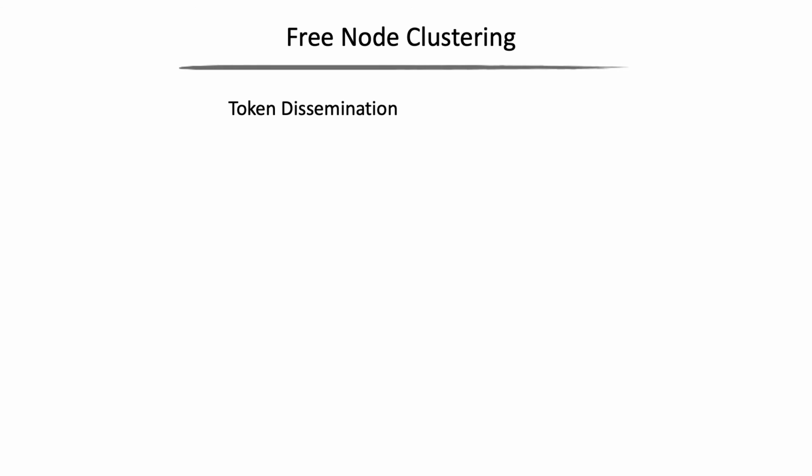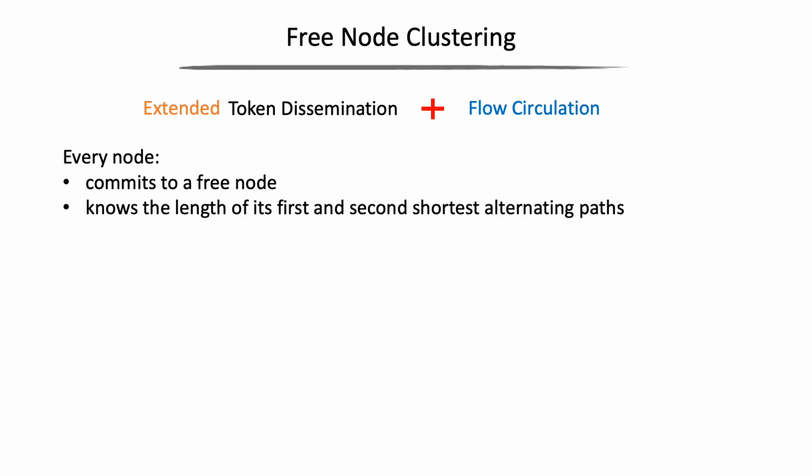Let me recap here. We talked about a simple token dissemination to implement parallel BFS in bipartite graphs. We extend the token dissemination to allow every node to learn the length of both their shortest alternating paths in general graphs. To make the extended token dissemination work properly, we equipped it with a flow circulation protocol. The combination of the extended token dissemination and the flow circulation protocol allows every node to commit to a single free node and also learn the length of its first and its second shortest alternating paths.